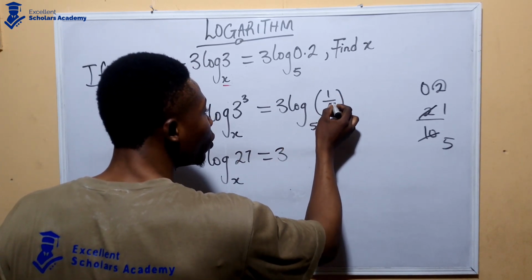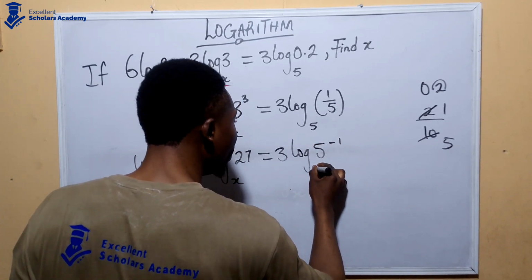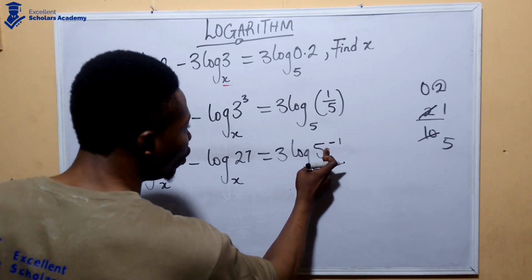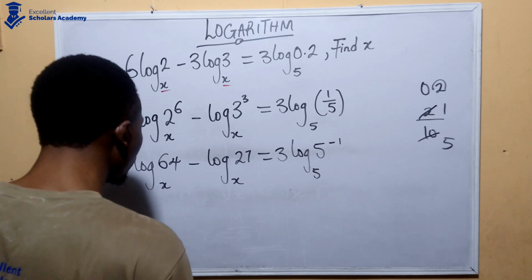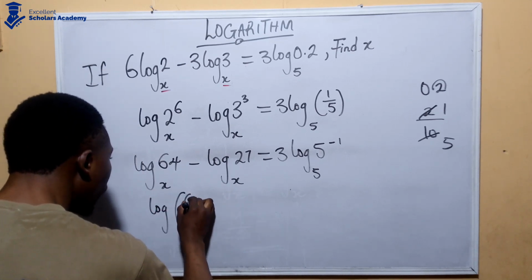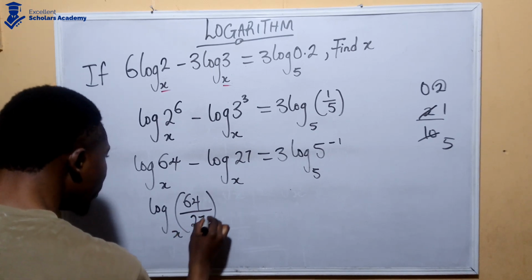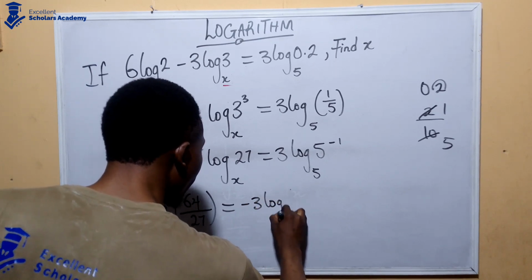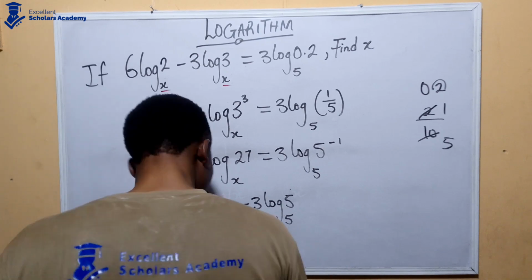Now 1 over 5 can be expressed as 5 to the power of minus 1 base 5. Of course, you know that the power comes behind, all right? So that you have log 5 base 5 and you have 1, and you're left with minus 3. So now let's continue from here. Bringing it into one log, it becomes log 64 over 27 base x is equal to, this comes behind, minus 3 log 5 base 5. All right, so let's continue.